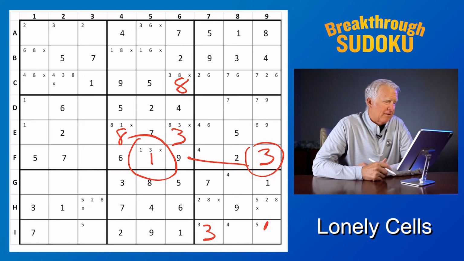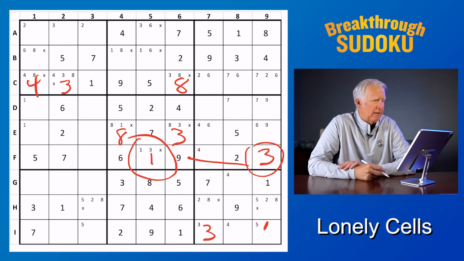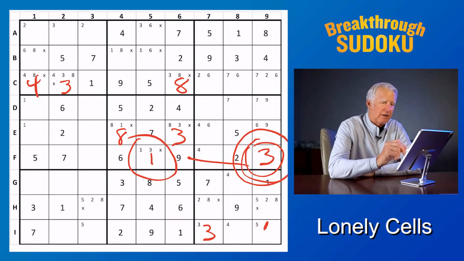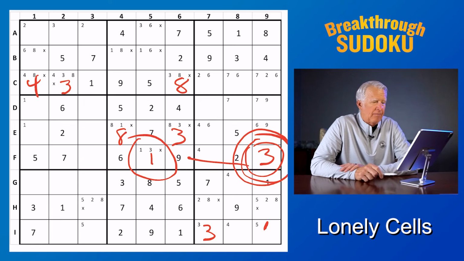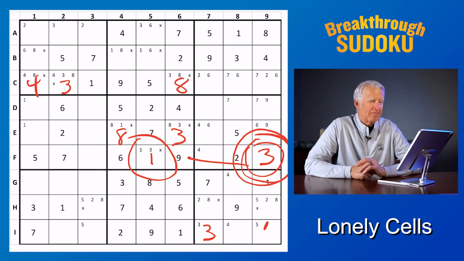That becomes an 8 there in C6, and C1 becomes a 4, and C2 becomes a 3. And even more happens beyond that. So just by solving that one lonely cell right there in F9, we really developed a lot of progress, maybe even solved the puzzle. So great job.